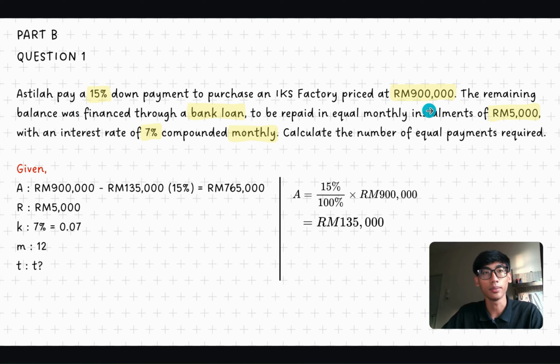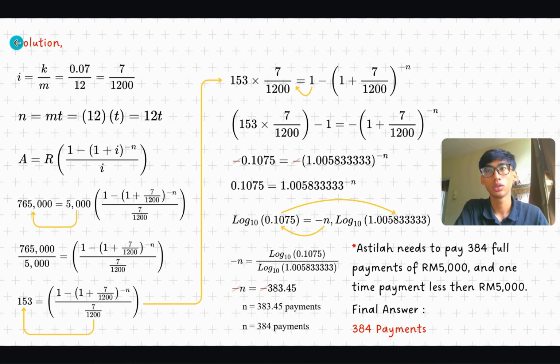For part B, question 1, Astila has paid a 50% down payment to purchase a house priced at RM 900,000. The remaining balance was financed through a bank loan to be repaid in equal monthly installments of RM 5,000 with an interest rate of 7% compounded monthly. Calculate the number of equal payments required. So all of the information given is this, and after a 50% down payment, A becomes 765,000. So this is the solution.